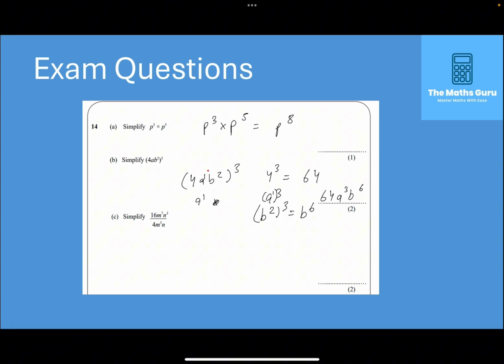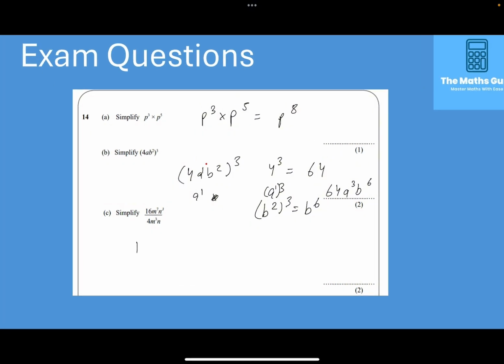So in this one, simplify 16m to the 7 n cubed divided by 4m cubed n. So let's just write this out as 16m to the 7 n cubed divided by 4m cubed n, and we get, first, obviously dealing with the numbers, 16 divided by 4 is 4, m to the 7 divided by m cubed is m to the 4, n cubed divided by n to the 1 is just n squared, so we get 4m to the 4 n squared.